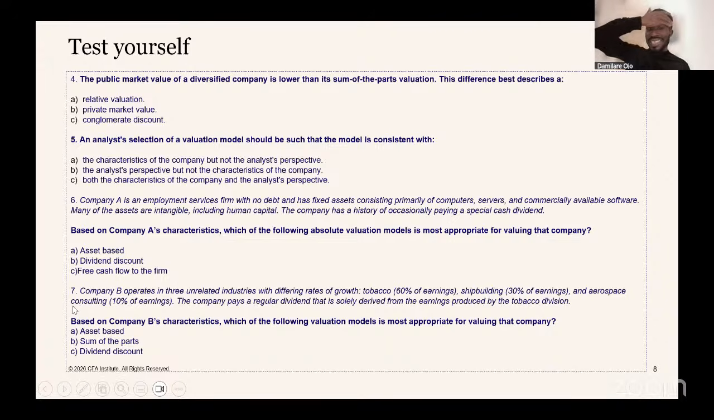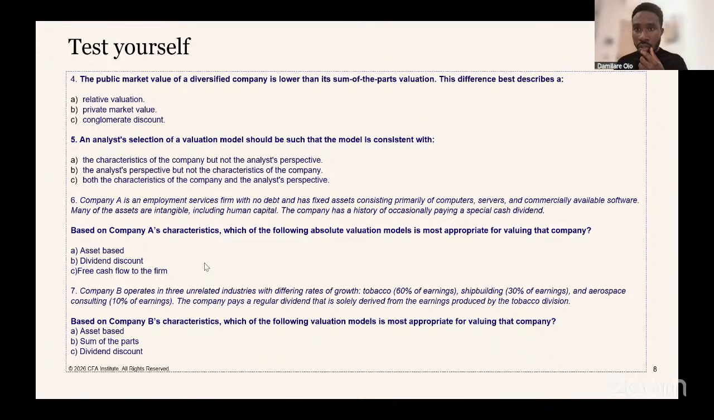Question 7. Company B operates in three unrelated industries with differing rates of growth. Tobacco is 60% of its earnings, shipbuilding 30% of its earnings, aerospace consulting 10% of its earnings. The company pays a regular dividend that is solely derived from the earnings produced by the tobacco division. Now, based on Company B's characteristics, which of the following valuation models is most appropriate for valuing that company? It's a conglomerate in three different industries with different growth rates, and the dividend is regular, although it comes from the tobacco division. So what is the most appropriate method? Asset-based, sum of the parts, dividend discount. What is our answer to question 7?